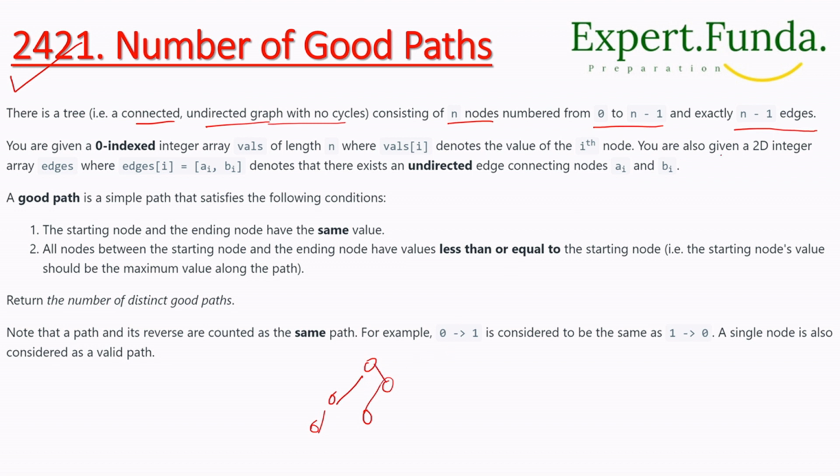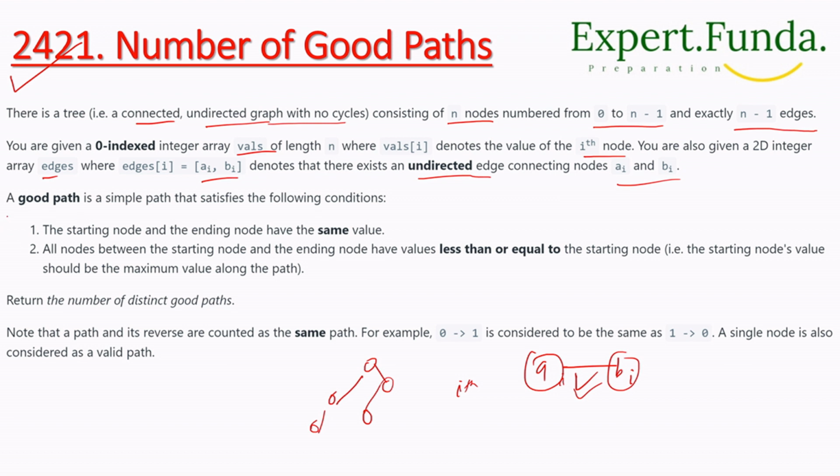Okay, now you are given a 0-indexed integer array vals of length n, where vals[i] denotes the value of the ith node. You are also given a 2D integer array edges, where edges[i] = [ai, bi] maintains two nodes. So it's connected with each other. These two nodes are connected, and it denotes that there exists an undirected edge connecting node a and b.